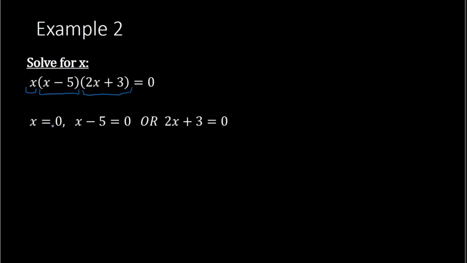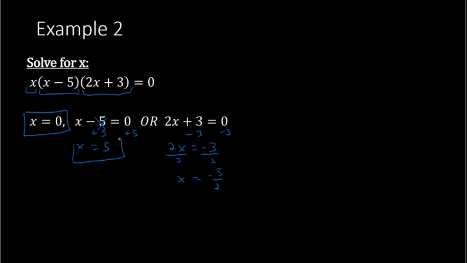So x equals 0 is already solved for us. X minus 5 is 0. We can solve by adding 5 to both sides. So that gives me x equals 5. And then here we can subtract 3 to get 2x equals negative 3, and then divide by 2. So x would be negative 3 over 2. So here I have three solutions. X would equal 0, or x equals 5, or x equals negative 3 over 2. So we can have two or more answers depending on the number of numbers that I have multiplied together.